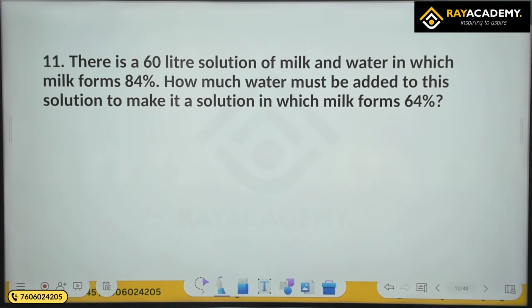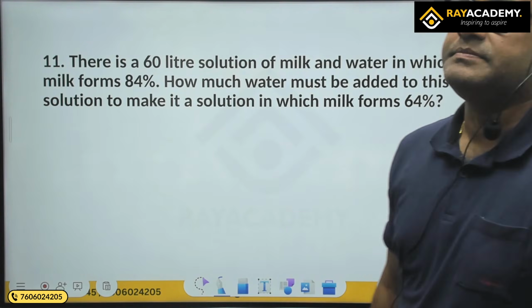You understand this question? There was a 60 liter solution of milk and water. They have given the concentration of the solution, that is, the proportion of milk is 84%. After that, they are adding simple water, and in the new solution the proportion of milk changes to 64%. So how much water should they add so that the proportion of milk becomes 64%? That is the question. Let us plot it here.